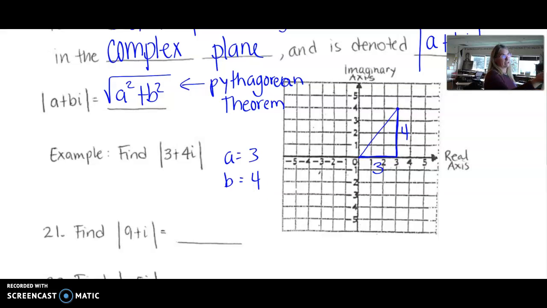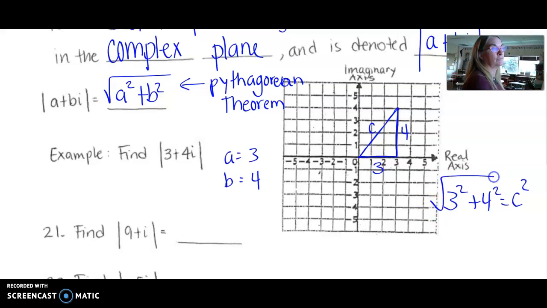So by the Pythagorean theorem, this is the distance we're trying to find, and if you take 3 squared plus 4 squared, you'll end up with this distance squared. I'll call it C. You end up with C squared, and so in order to find C, you would take the square root of both sides. So in general, it's the square root of a squared plus b squared, and not just 3 and 4. Okay, so then to calculate the absolute value, we're going to put that in here.